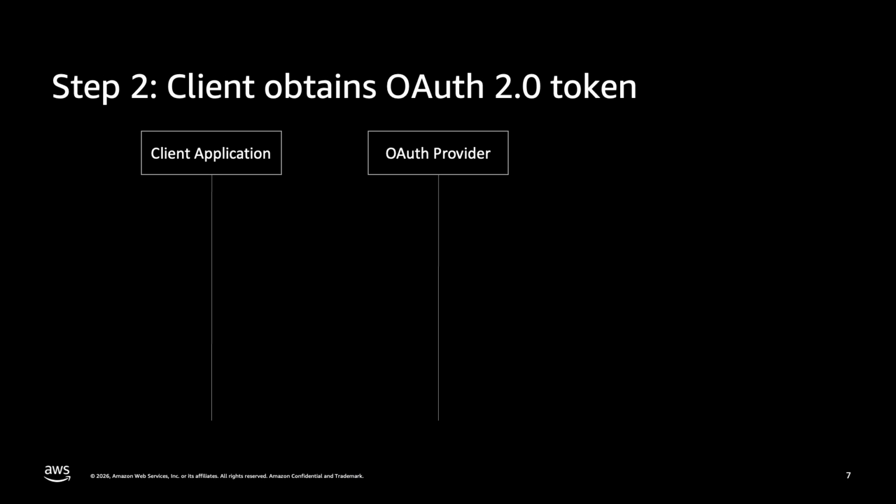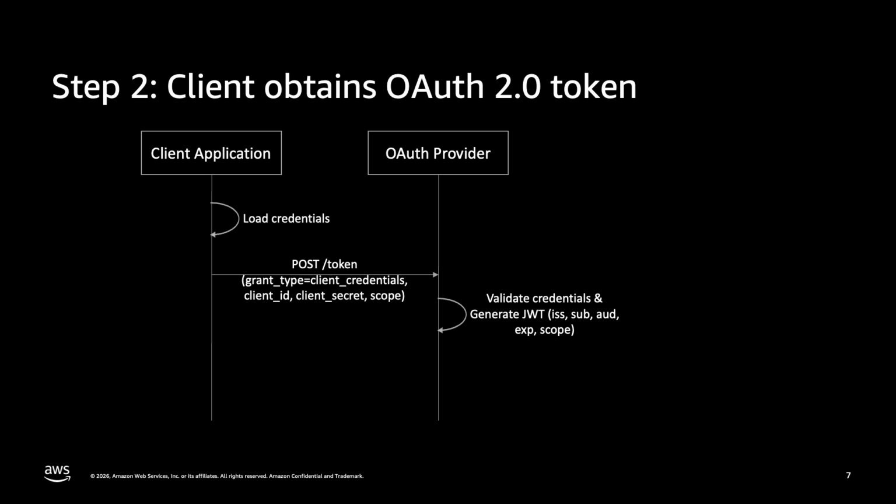Before invoking your agent, the client application can get its bearer token in a few short steps. The client application uses the client ID and client secret for the identity provider to make a POST request to the OAuth provider's token endpoint. The OAuth provider validates those credentials and, if valid, generates a JWT. This token contains important claims: the issuer, subject, audience, expiration, and scope. The provider returns this JWT as the access token along with the token type and expiration time. This is the token the client will use to prove its identity when invoking the agent.